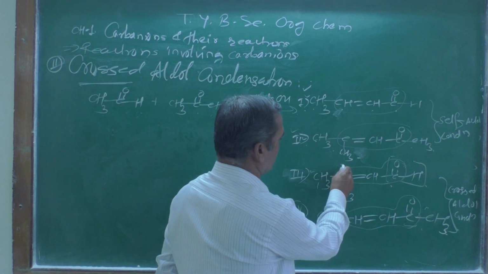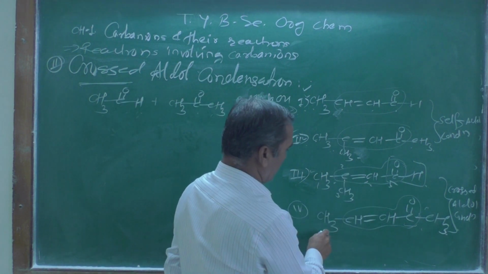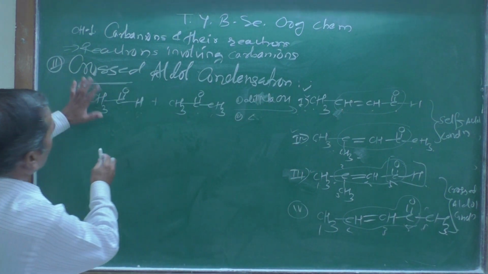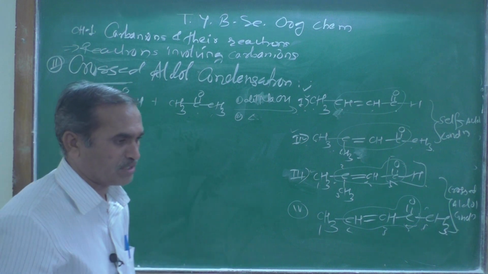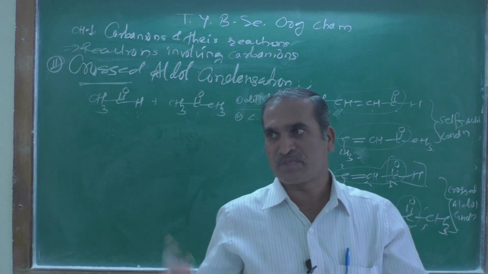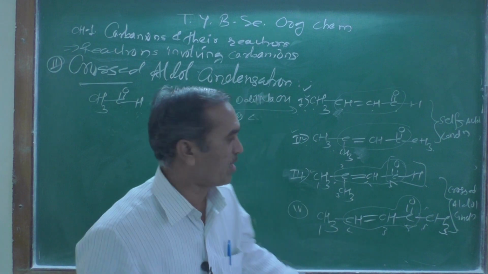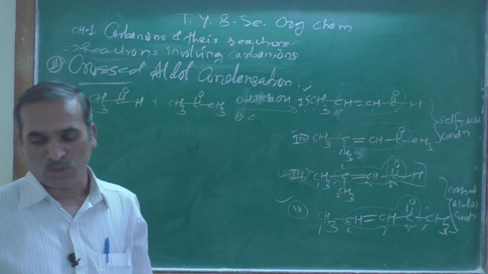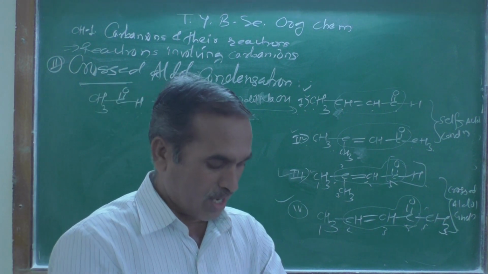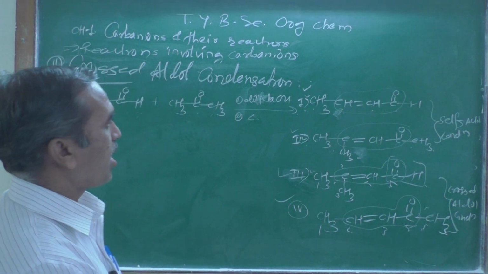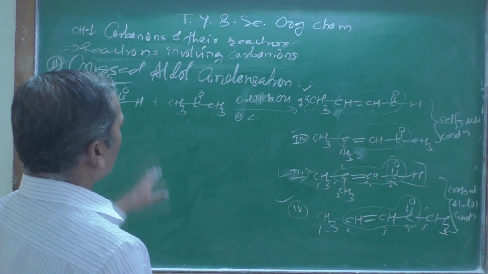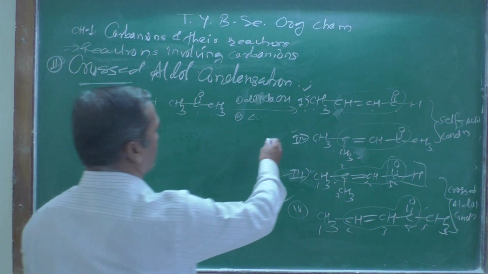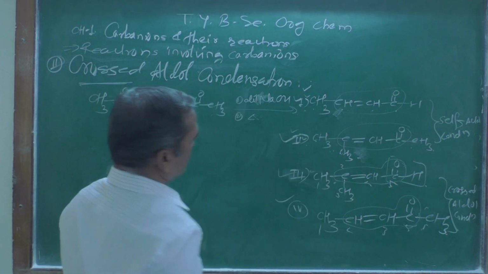Look at here: 1 2 3 4 5. Here also 1 2 3 4 and 5. Five carbon atoms means 2 from the acetaldehyde and 3 from acetone. The total becomes 5, and therefore that type of condensation is called a cross aldol condensation reaction. Now let us look at the mechanism. The mechanism of these two we have already seen.